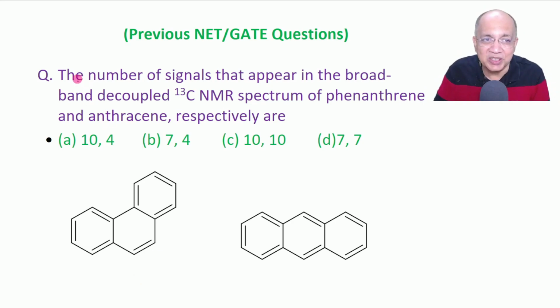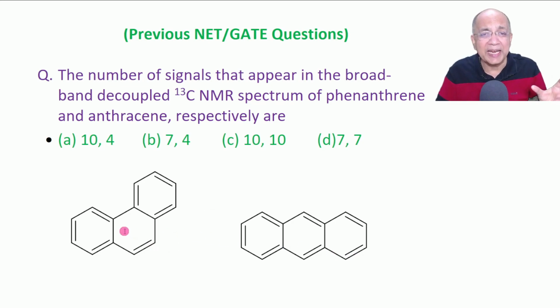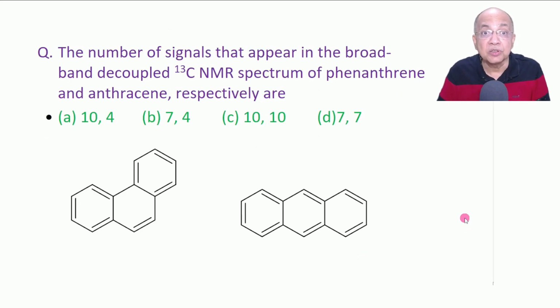Now the first question is like this: the number of signals that appear in the broadband decoupled C13 NMR spectrum of phenanthrene and anthracene respectively are. Just pause the video and try to find out how many carbon peaks will be found in phenanthrene and anthracene. Then match with my answer.